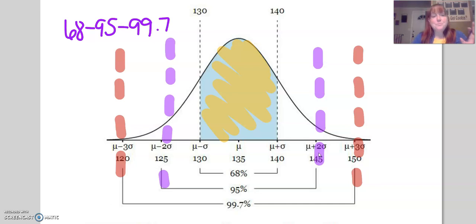But anyway, we're looking at 68%. So 68% is this first standard deviation, right? Where we're just looking at one standard deviation away from the mean. So that would be in between 130 and 140 is where we could expect about 68% of men's blood pressure to fall.